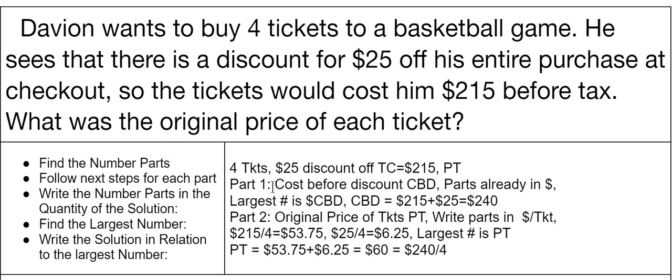We have part 1, which is we want to know the cost before the discount. And we can see that the parts are already in dollars and the cost before discounts will be in dollars. So we ask ourselves, what is the largest number? And the largest number actually is going to be the cost before the discount. And so the cost before the discount is going to equal an addition problem, the $215 after discount plus the $25 discount, which will equal $240.